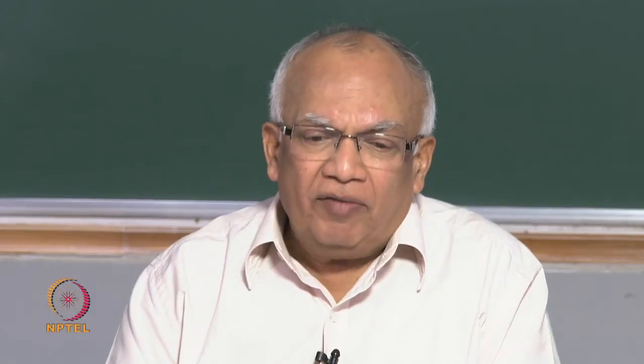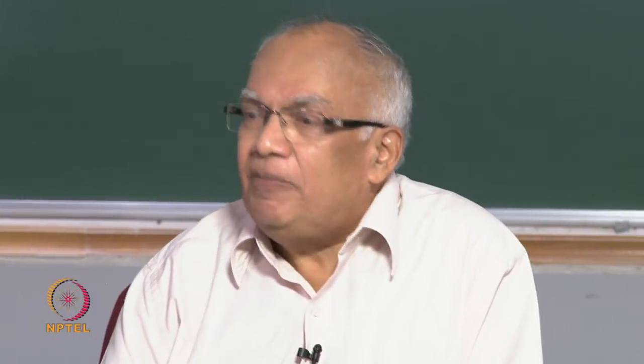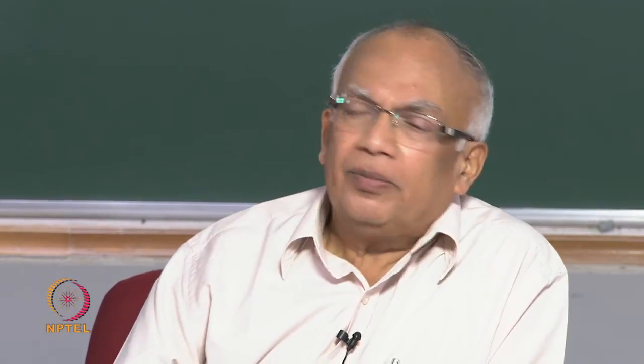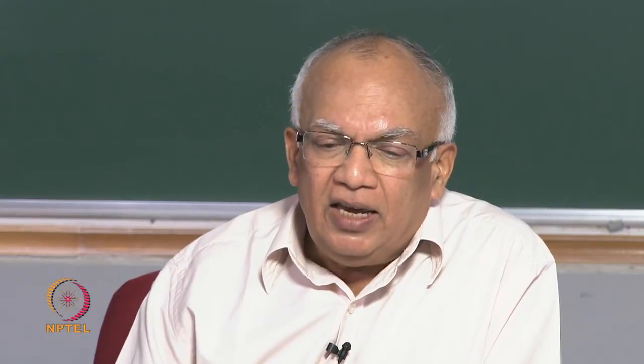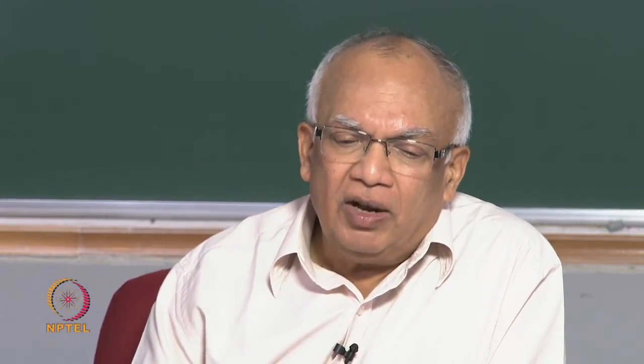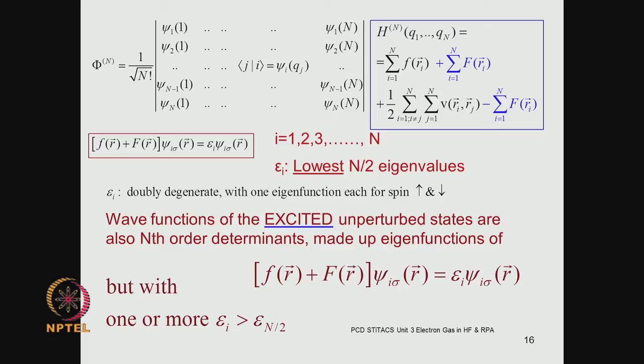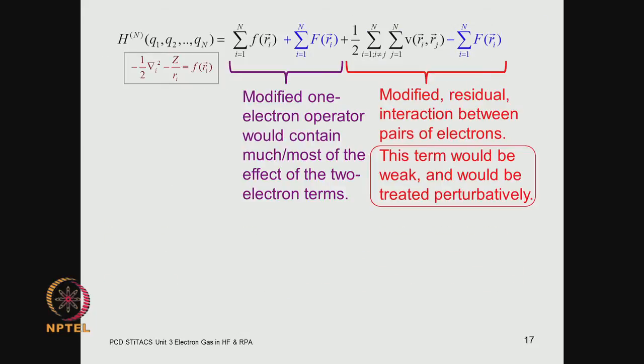And if you now have an excited state of the n particle system, in the excited state you will have at least one, possibly more, eigenvalues epsilon I which are greater than n by 2. But we consider at least one, and what our discussion will apply for at least one can be very easily extended if you have more than one. So, we will have the excited states with at least one epsilon I which is greater than epsilon n by 2.